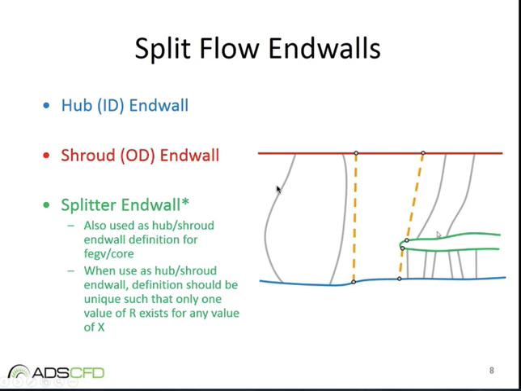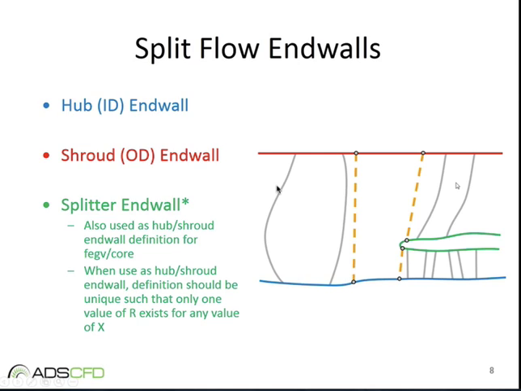When putting this definition in later on for the splitter AGF file, you'll put in this entire definition. However, when using this for the bypass and the core, we want to basically cut these in half. So we only use this bottom section of the splitter definition for the shroud end wall in the core, or the top half for the hub end wall in the bypass.